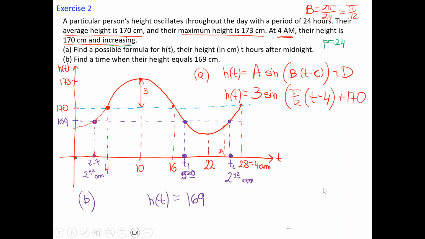But what we will need is to find the time when the height equals 169 between 5:20 p.m. and 2:42 a.m. Thank you, and please enjoy these two problems. I really encourage everybody to cover the solutions and try to solve them from scratch. Thank you.